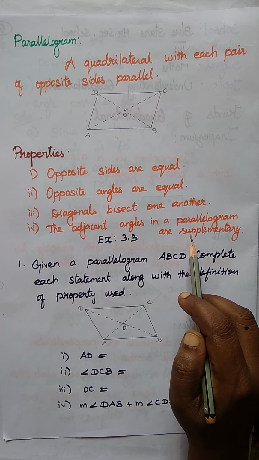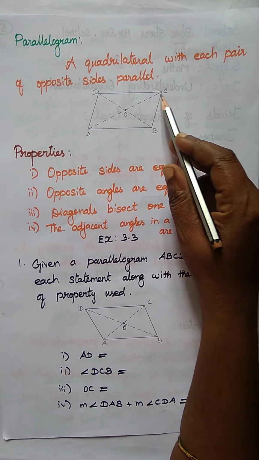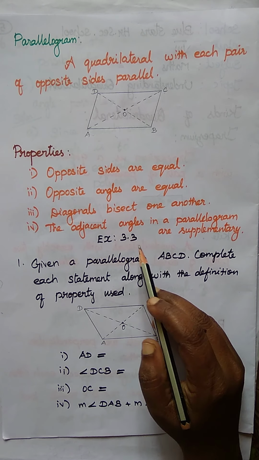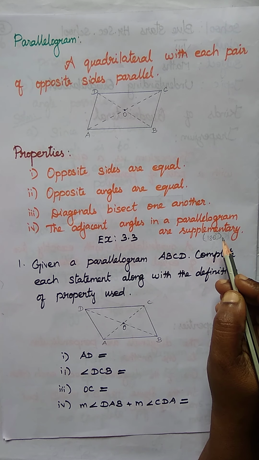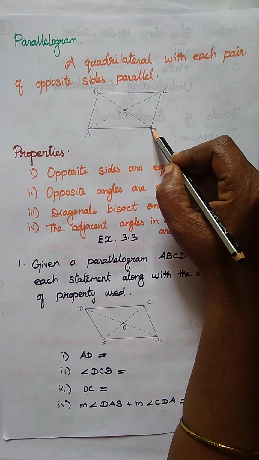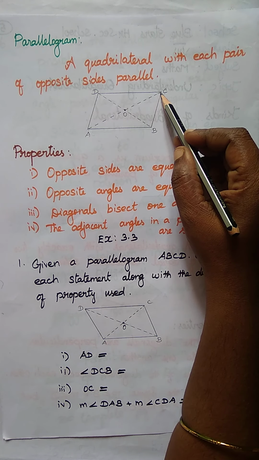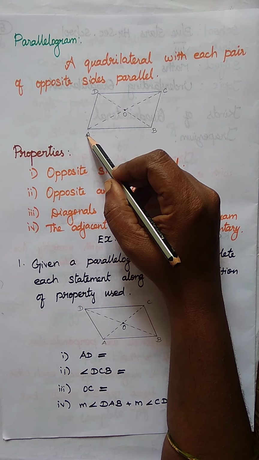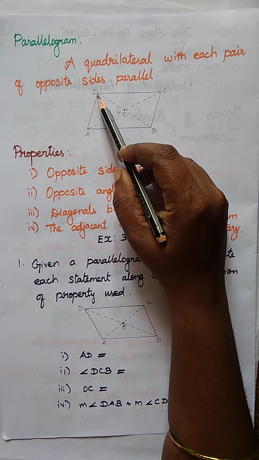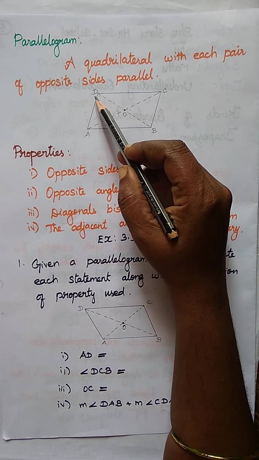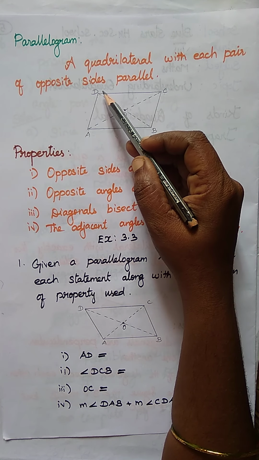And the next one, the adjacent angles in a parallelogram are supplementary. Adjacent means the angles next to each other. What is supplementary? Supplementary means 180 degrees. Suppose I take B and C, these two are supplementary, so angle B plus angle C is equal to 180 degrees. Angle A plus angle B is 180 degrees. Angle C plus angle D is 180 degrees. Angle D plus angle A is 180 degrees.